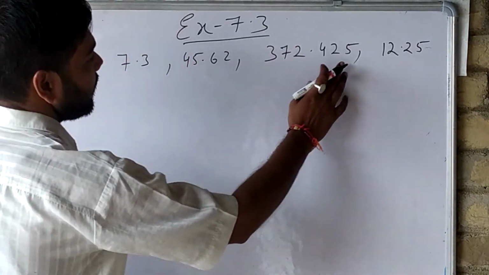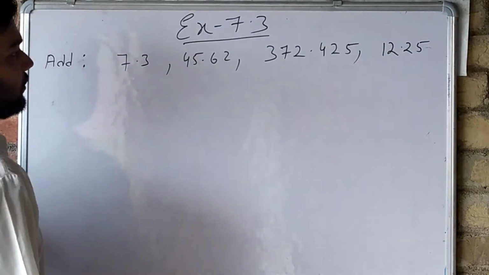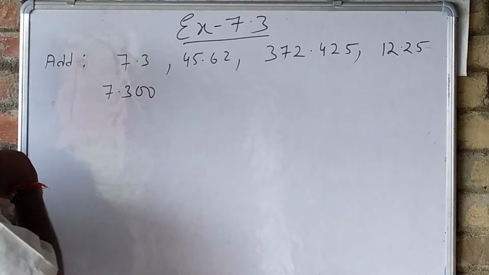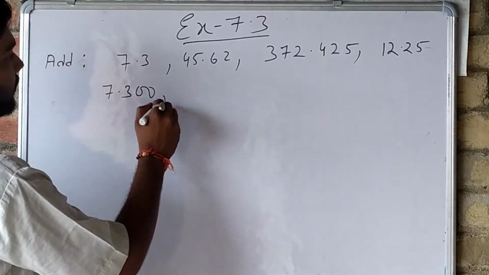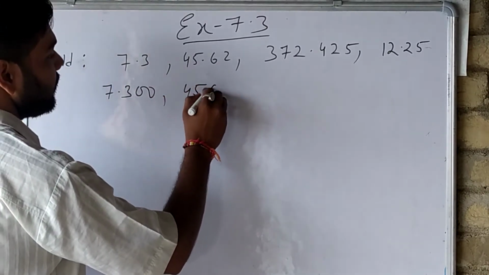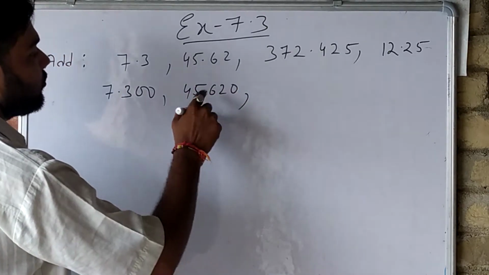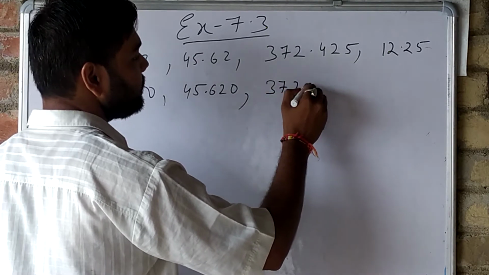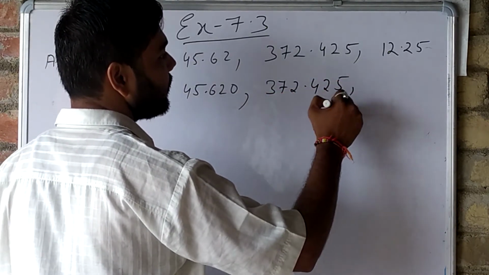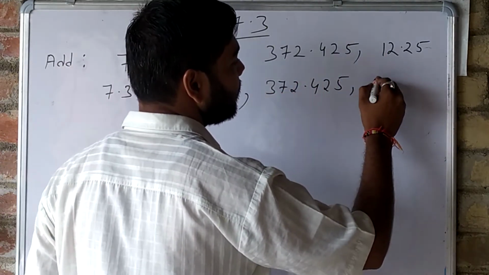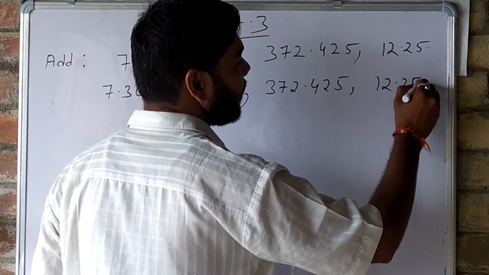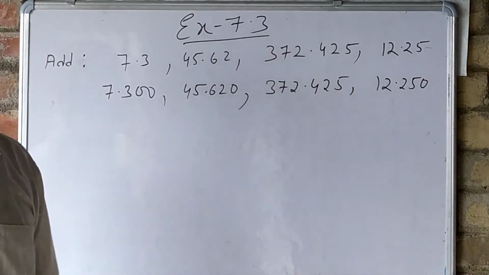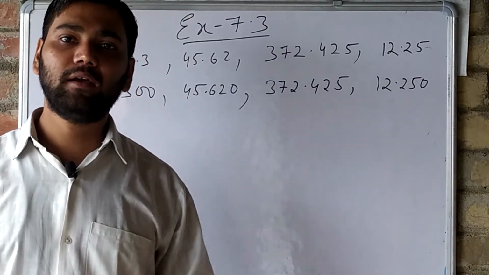See here, the maximum number of places is 3. So 7.300 I have placed. Now here also 3 decimal places. 45.62, we have placed one 0. Now it also becomes 3 decimal places. 372.425 is already 3 decimal places. 12.25, I have placed 0. So now the decimal values are converted to like decimals.